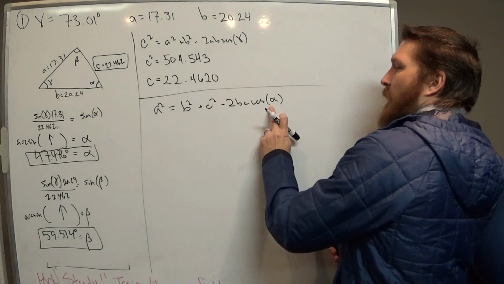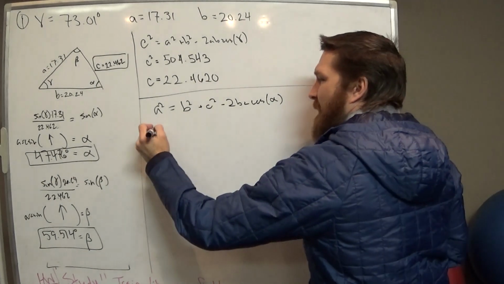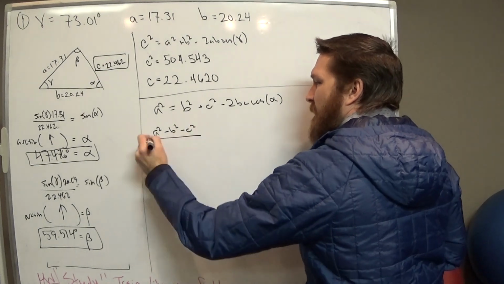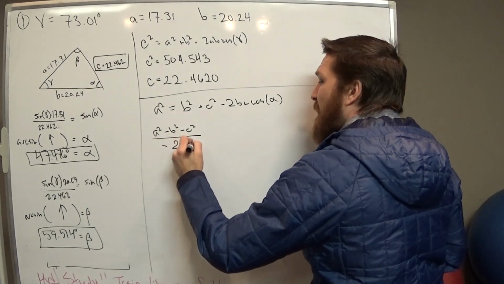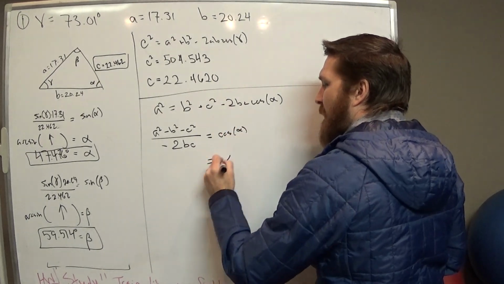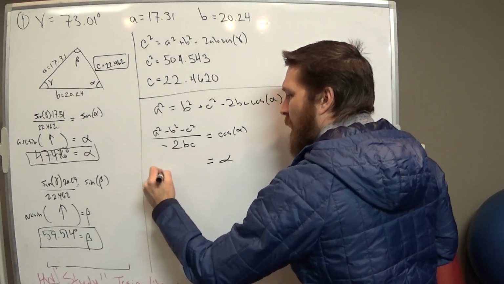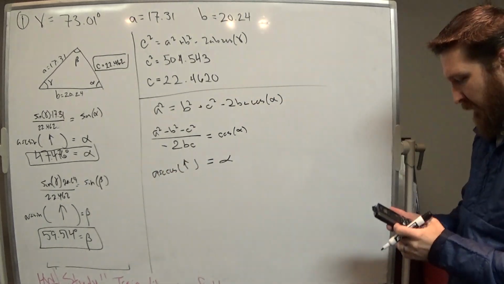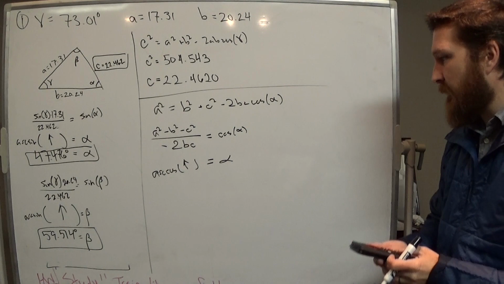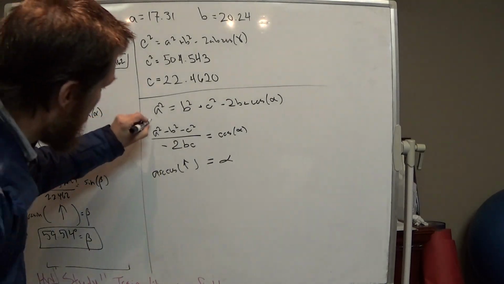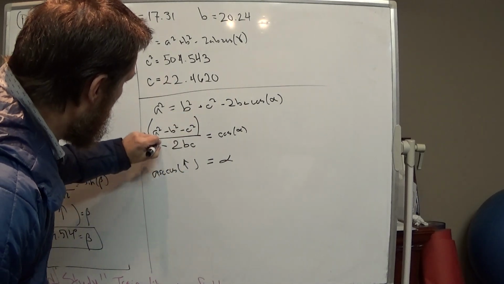And now we're going to get the cosine alpha by itself by doing a squared minus b squared minus c squared, divided by negative 2bc, equals cosine alpha, so that alpha is equal to arc cos of that stuff. And let's do that, arc cos of. Now this is the hard part, is that I've got to use parentheses.